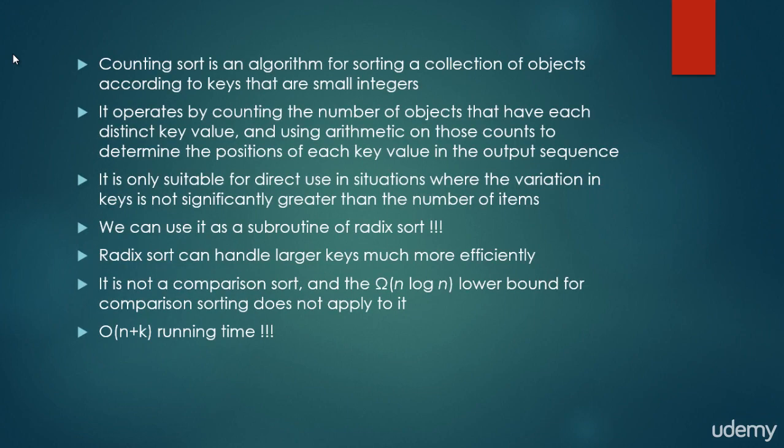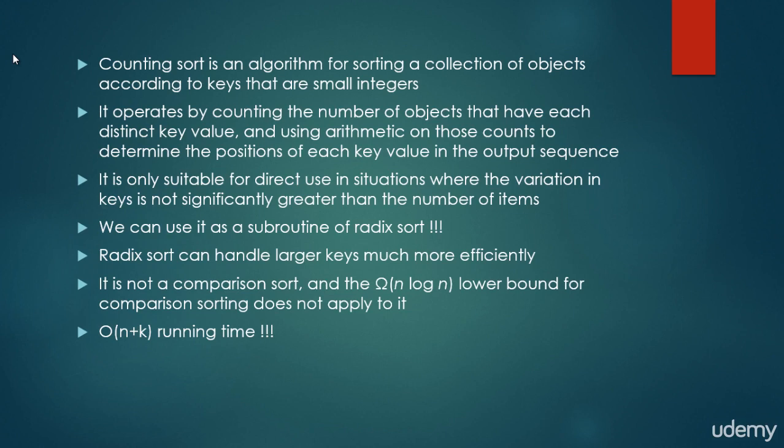Counting sort is an algorithm for sorting a collection of objects according to keys that are small integers. It's very important that counting sort is efficient for only small integers. If there are integers such as 1,000,000 or much greater numbers, then we cannot use this algorithm efficiently. It operates by counting the number of objects that have each distinct key value and using arithmetic on those counts to determine the positions of each key value in the output sequence. We are going to see it in the illustration.